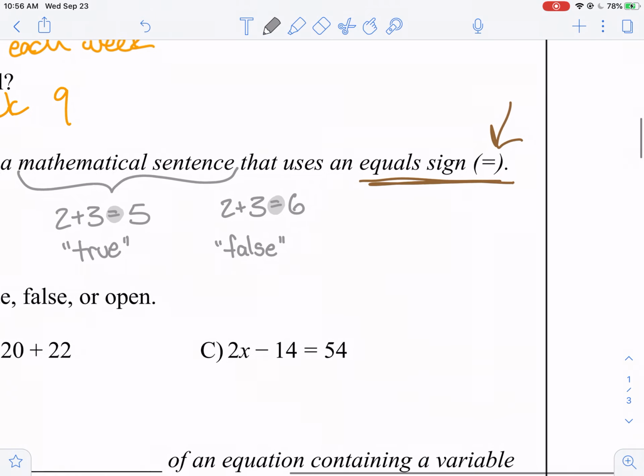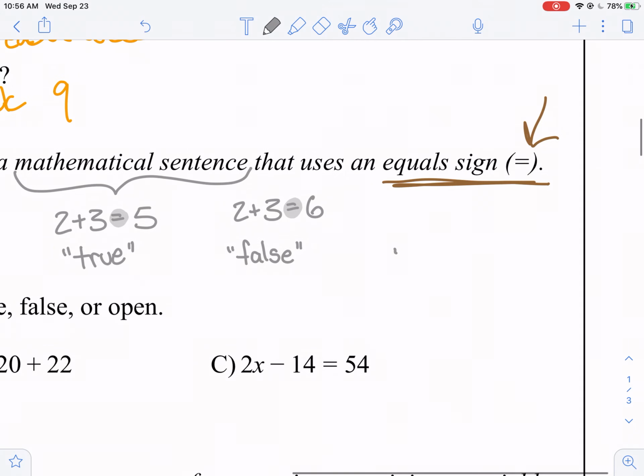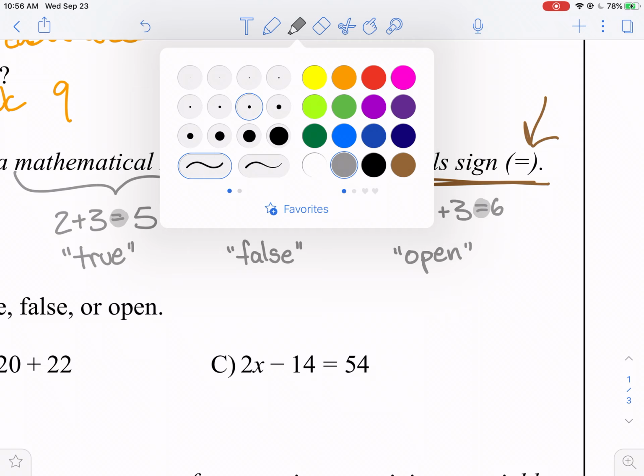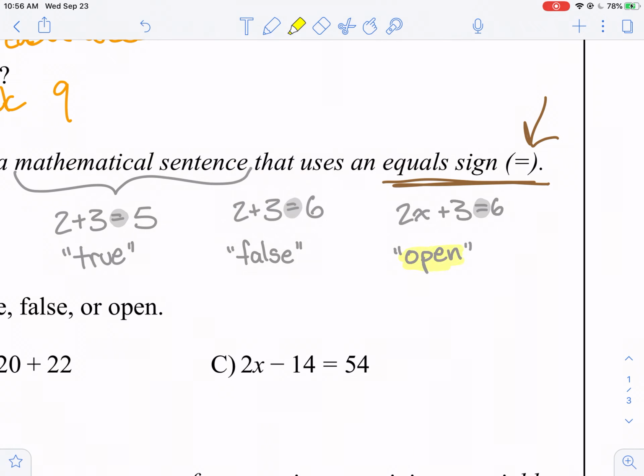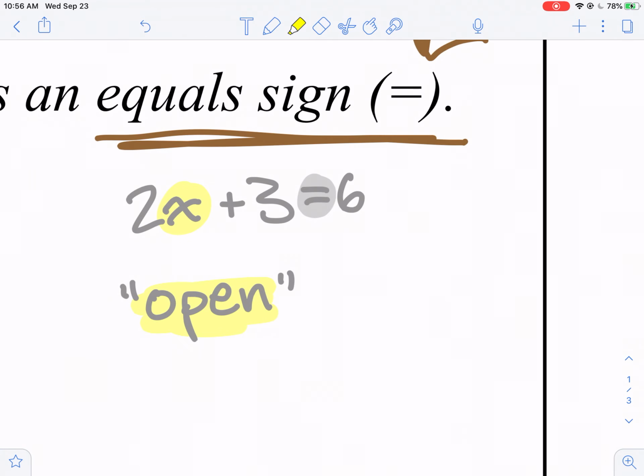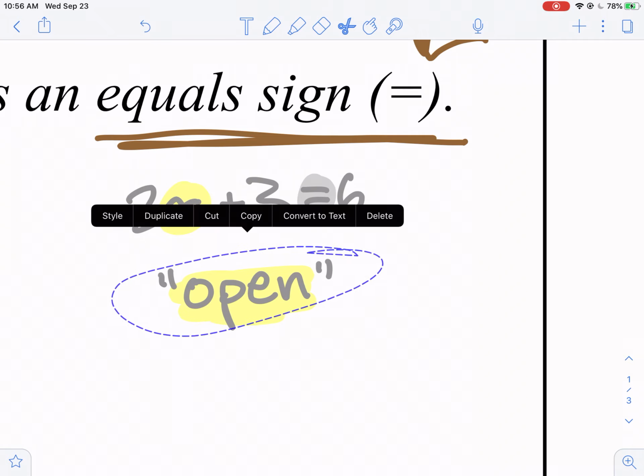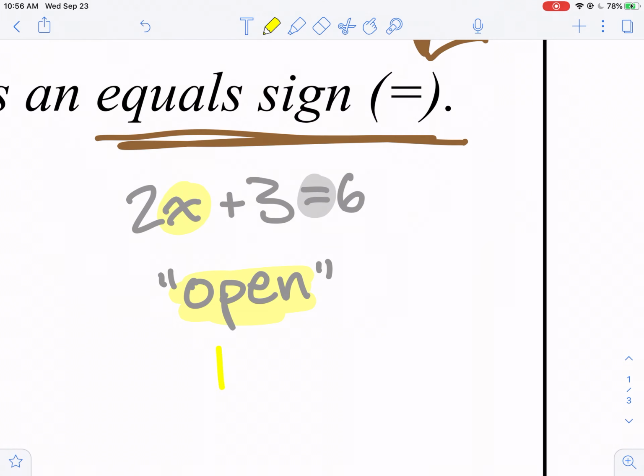There's a third kind of sentence. We call this sentence an open sentence. An example of an open sentence would be like 2x plus 3 equals 6. This is an equation because it has an equal sign, but it's open because it has a variable. The variable makes it an open sentence. It might be true, depending on what x is. This could be a true statement. It could be a false statement. So we say this is an open statement because it depends on the variable.